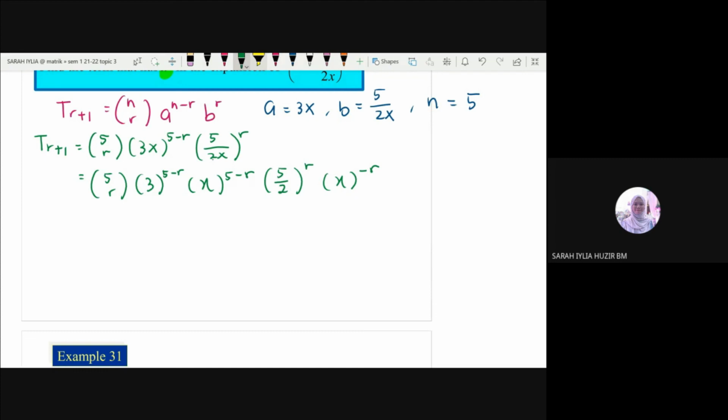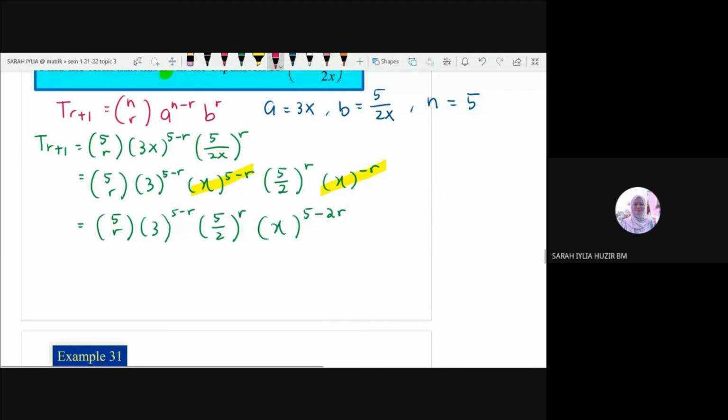Okay. Kenapa berusaha sangat nak asing ni? Ni. X ni yang saya tengah highlight ni. Itu kita kena simplify dulu. So now we will have 3 to the power of 5 minus R. 5 over 2 pun kuasa R. X ni kita dah boleh satukan kuasa. So X would be 5 minus 2R. Tu pakai rule index je ya. Kita simplify. Okay. Bila dah simplify cantik ni, baru kita start compare dengan apa yang soalan nak.